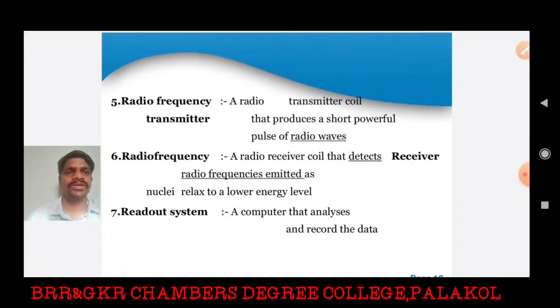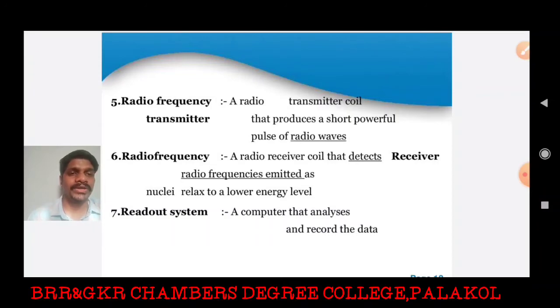This radio frequency transmitter coil produces a short powerful pulse of radio waves. Next one is the radio frequency receiver. A radio frequency receiver coil detects the radio frequencies emitted from nuclei. So this radio frequency receiver receives the radio frequencies emitted by the organic molecule or nuclei. Readout system: usually the readout system is the monitor of a computer. The monitor of the computer exhibits the final spectra of the organic sample.